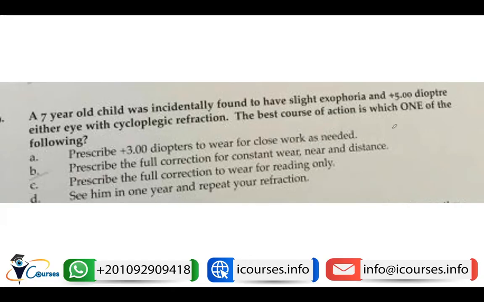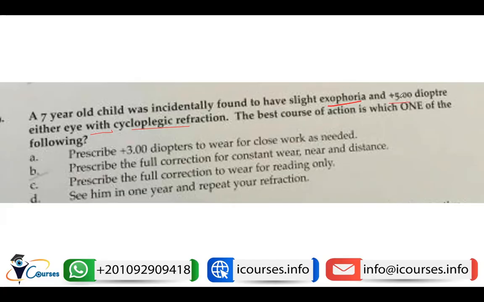Okay, let me explain this question for you. And I will also let you know what are some of my objections to this question. A 7-year-old child was incidentally found to have a slight exophoria with a +5 diopter in either eye with cycloplegic refraction. So here it is asking what is the best course of action. To prescribe +3 diopter to wear for close work as needed, or to prescribe the full correction for constant wear near and distance, prescribe full correction to wear for reading only, or see him in 1 year and repeat your refraction.